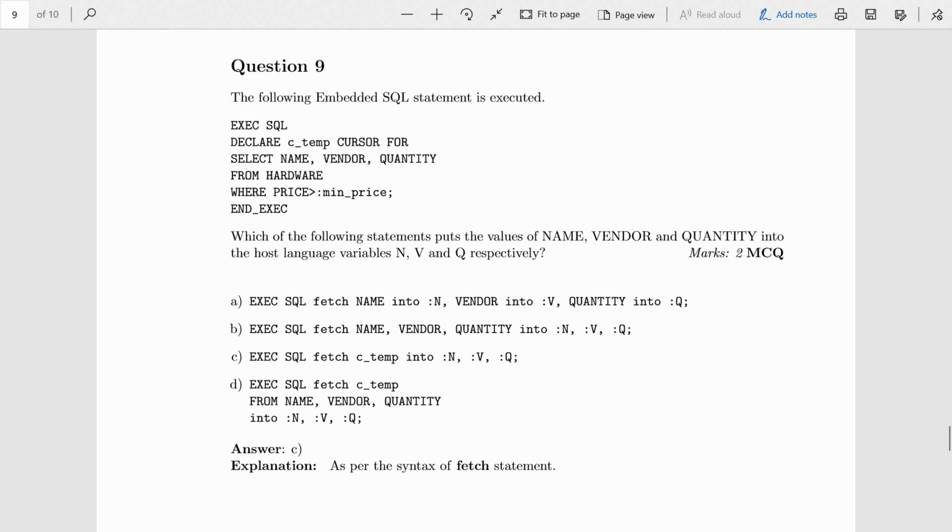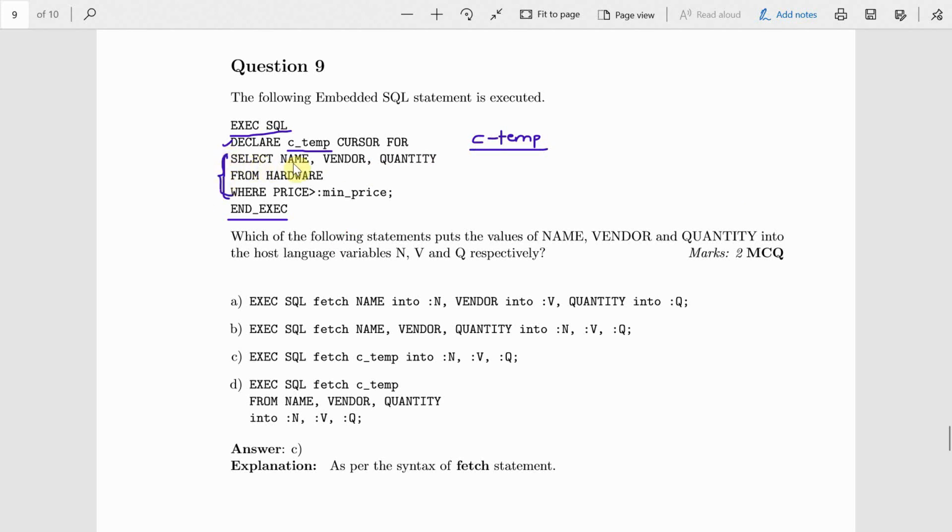Question number 9. The following embedded SQL statement is executed. Embedded SQL statements always start with the keyword EXEC SQL, meaning execute SQL, and end with END-EXEC, meaning end execution. This is a declaration, and this is a query. This is the declaration of a cursor, and this cursor ctemp holds the output of the query that you mentioned here.